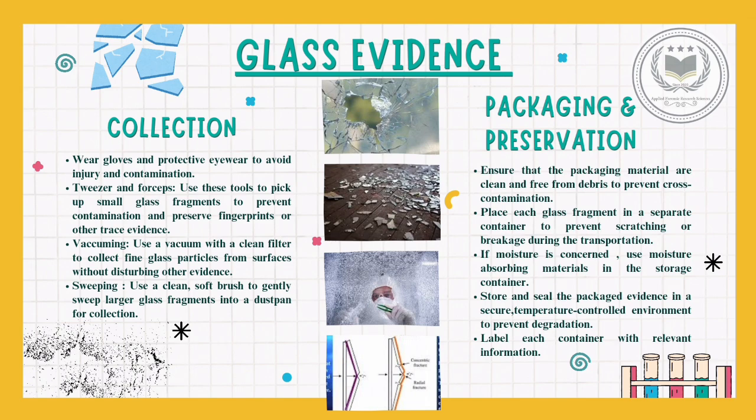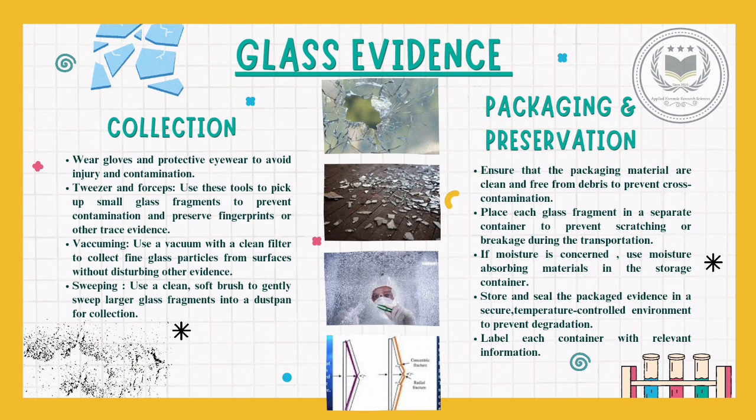One more method for collecting the very big or prominent glass pieces or broken articles is to gently sweep them on a dustpan using clean and soft brushes. Now, for the packaging and preservation of the collected evidence, we must first ensure that all the packaging material is clean and sterilized. We should place each glass fragment separately in different containers, usually covered in cotton, to prevent cross contamination, breakage, or any moisture present during the transportation.